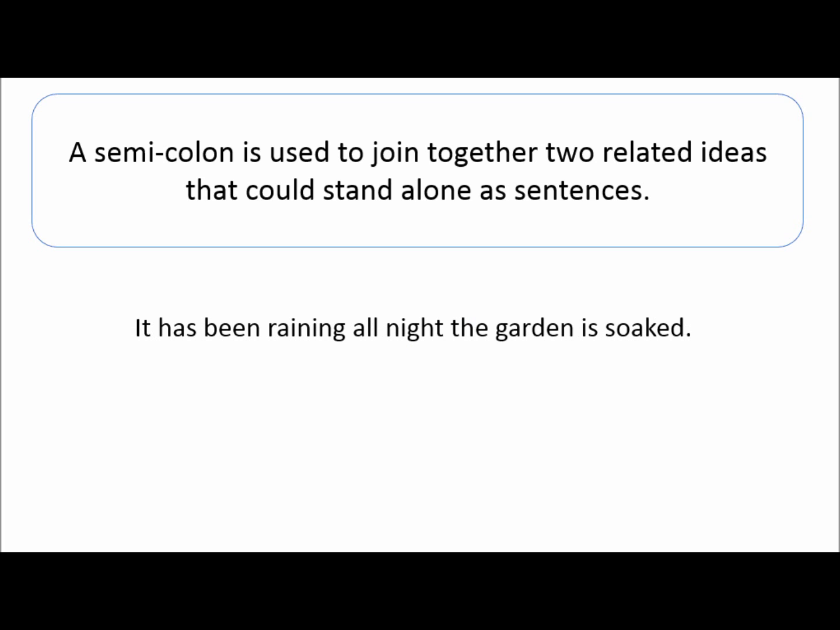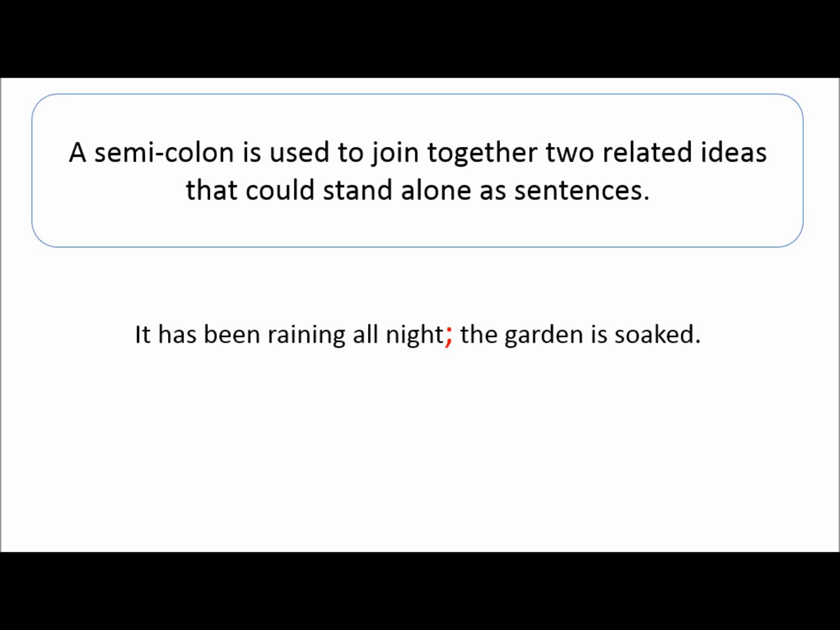Here is an example with no punctuation. It has been raining all night. The garden is soaked. Now a semicolon could be put in here. We could also put a full stop in here, after night. It's two separate sentences. However, if we put a semicolon instead of the full stop, then we show that this is a related idea.